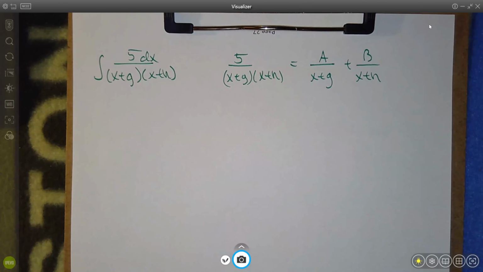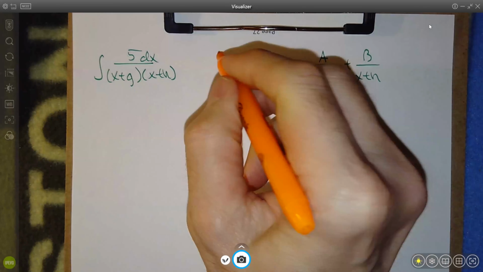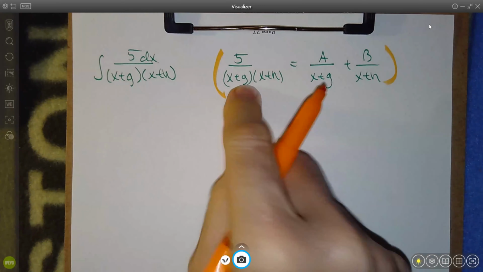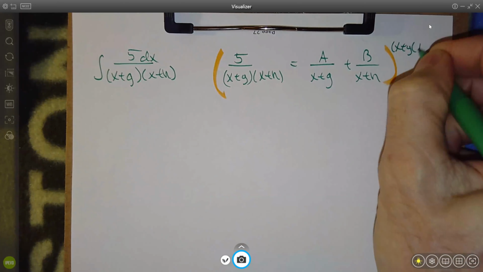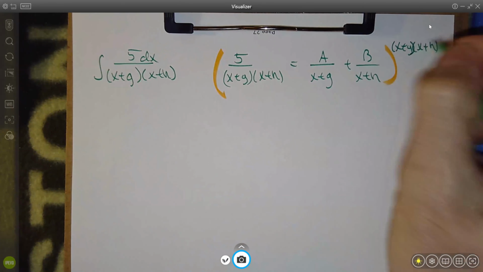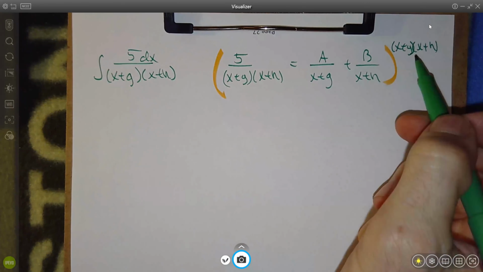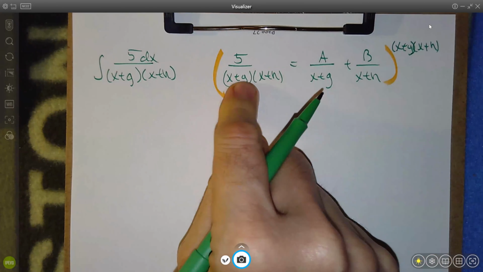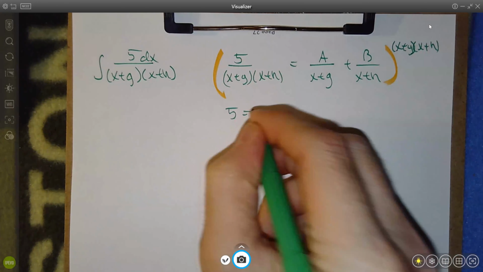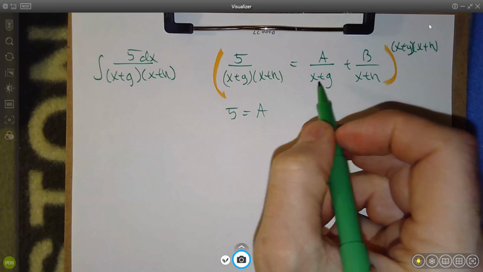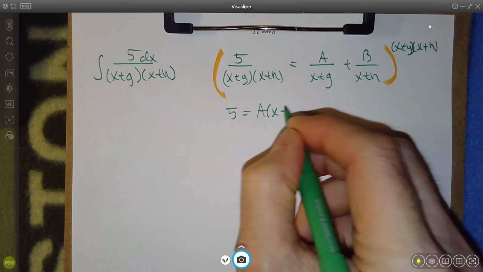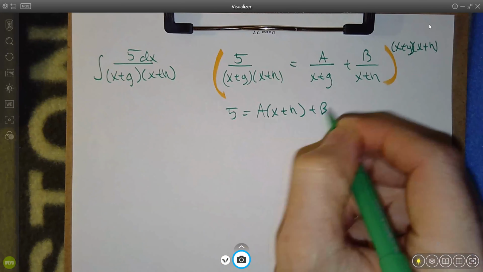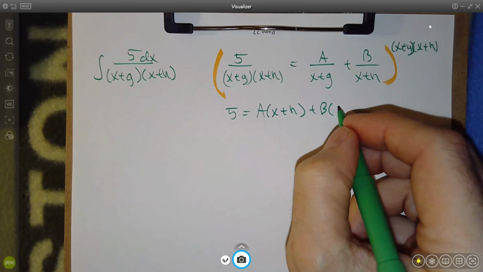Okay, we'll play our little game where we multiply both sides by the lowest common denominator. The lowest common denominator is this term right here, x plus g times x plus h. Now when I distribute that, on the left-hand side, everything cancels. I'll be left with a 5. On the right-hand side, this will cancel with the x plus g, leaving me with an a times x plus h plus b times x plus g.